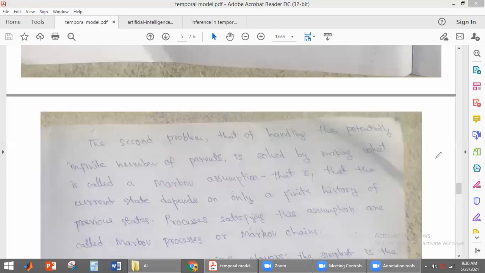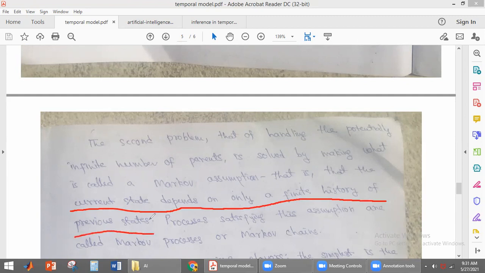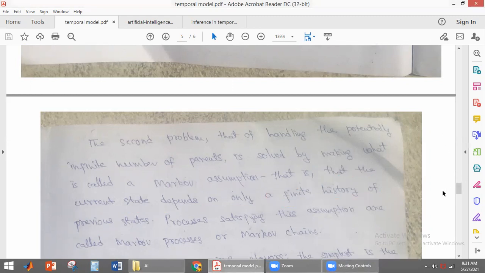What is the Markov assumption? The Markov assumption is nothing but that the current state depends on a finite history of states. We are not considering the complete history; here we are considering only the finite history of states. That is called a Markov process.